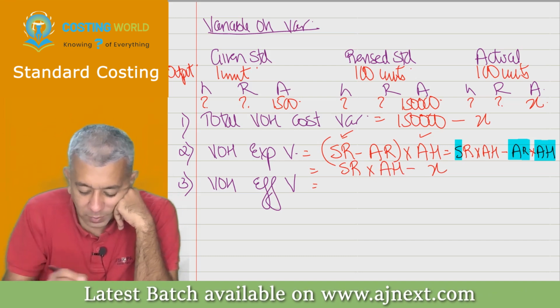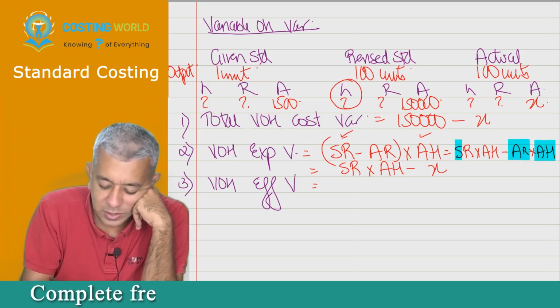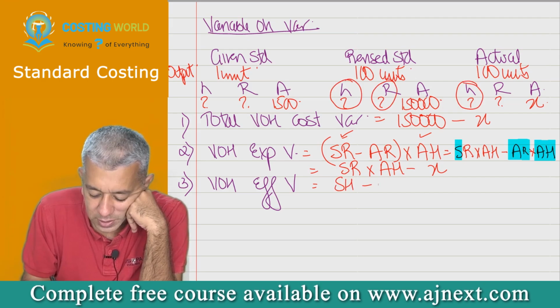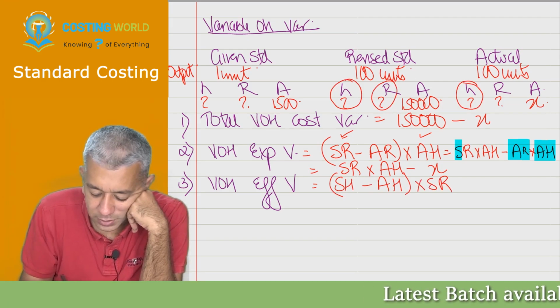Now, variable overhead efficiency variance. It is this figure minus this figure into this. So therefore, standard hours minus actual hours into standard rate.